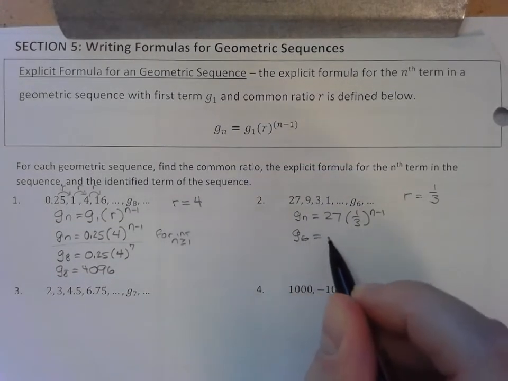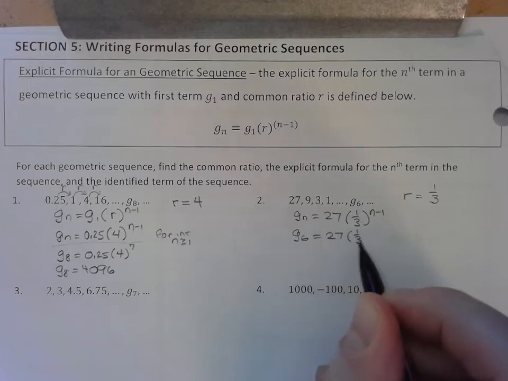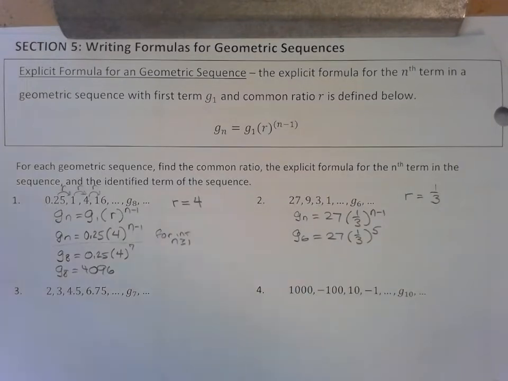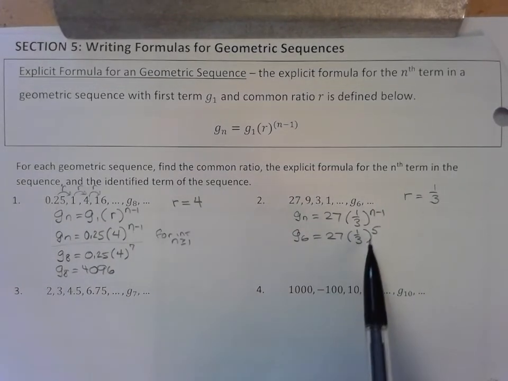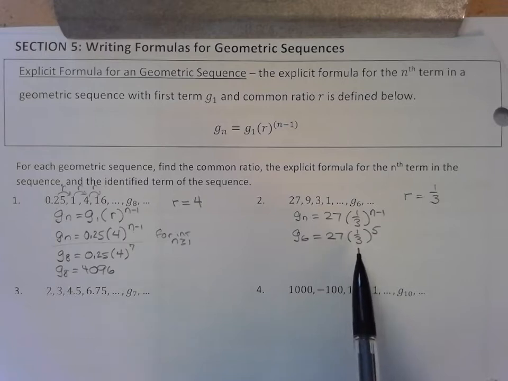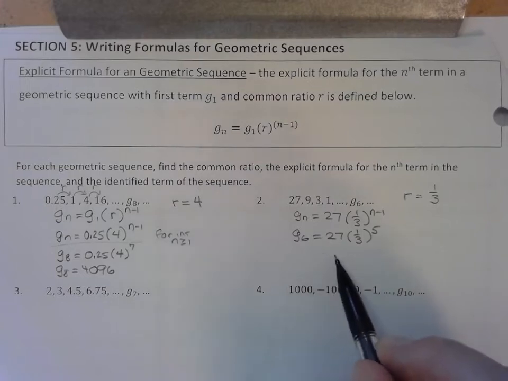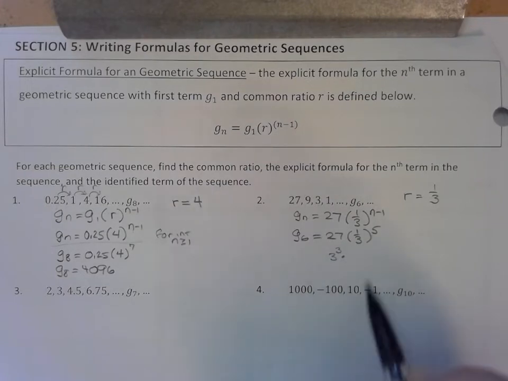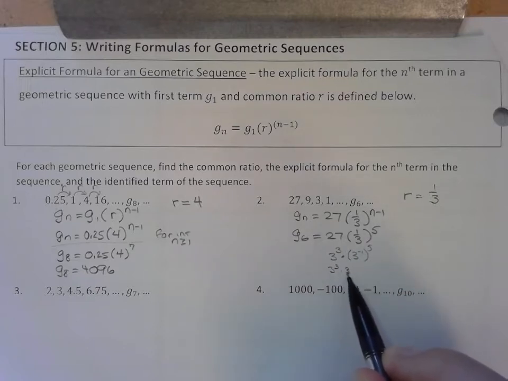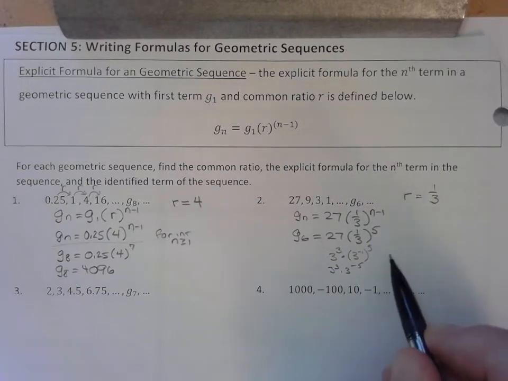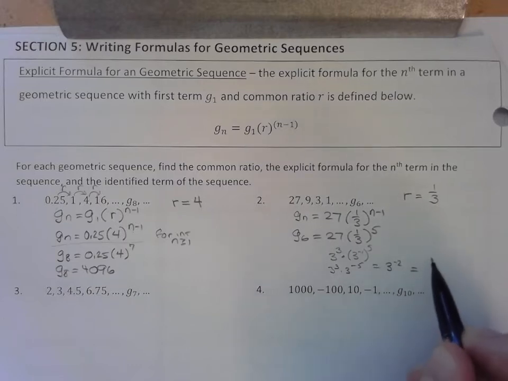To get from the first term to the 6th term, I'd multiply by the ratio 5 times. Now I can sort of try to do this in my head. 1/3 to the 5th power is a power of 3, and 27 is a power of 3. This takes me back to those logarithm days that we used to learn about. So this is 3 to the negative 1st to the 5th. Together this combination gives me 3 to the negative 5th. When I multiply by 3 to the 3rd, I get 3 to the negative 2nd, or 1/9.